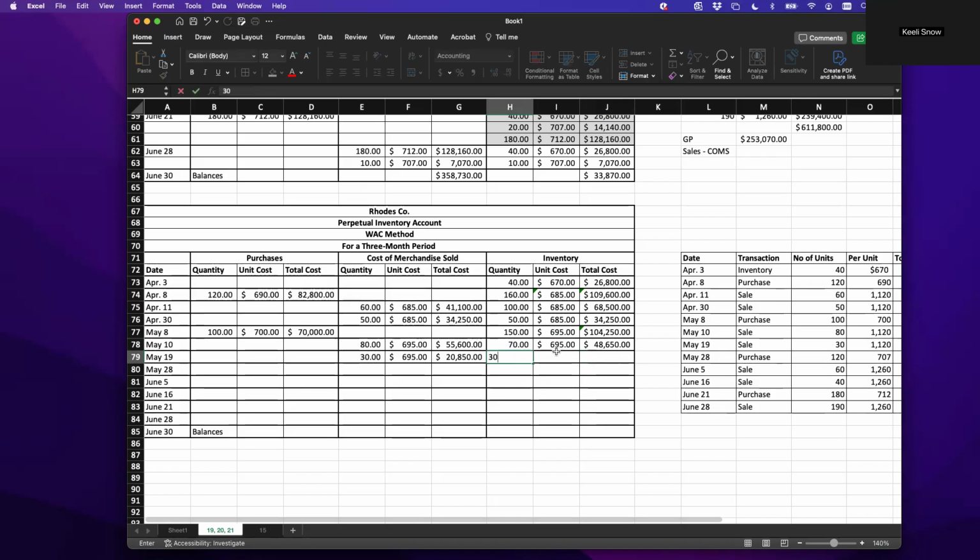30 times, no, so that would be 40. 70 minus 30 is 40 times 695, $27,800. On May 28th, and again, you can grade these out if you want to, I'm just going to, we made a purchase of 120 for $707.